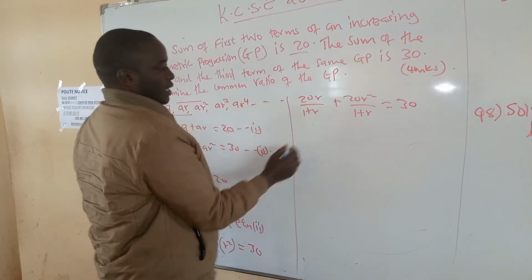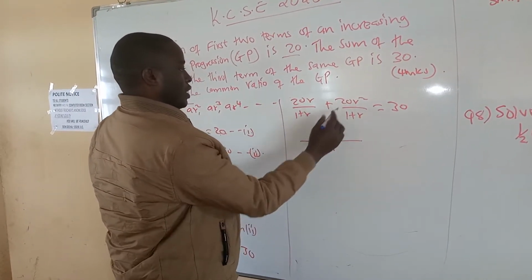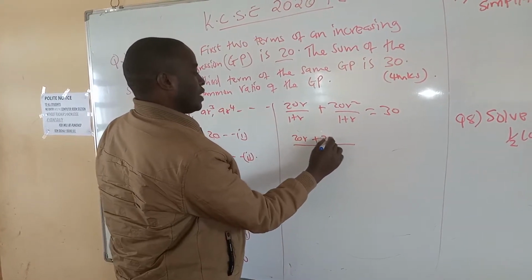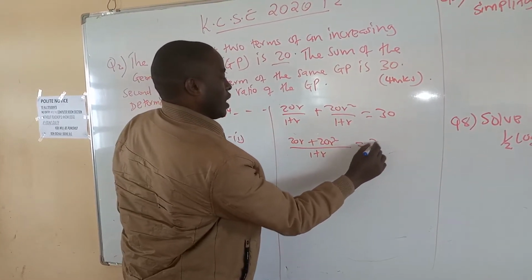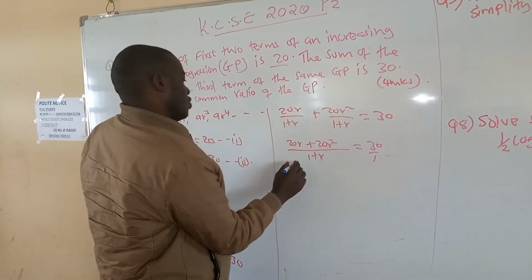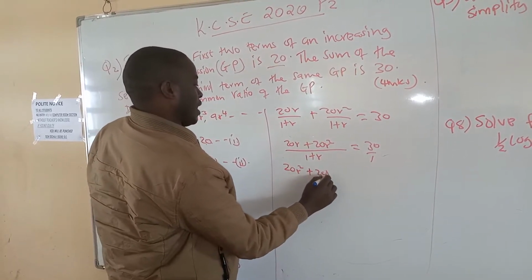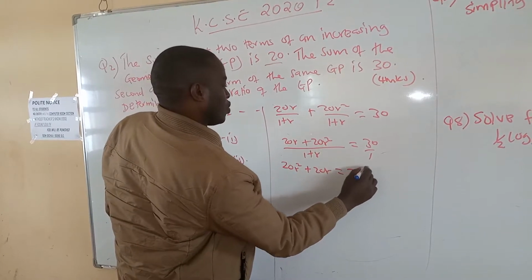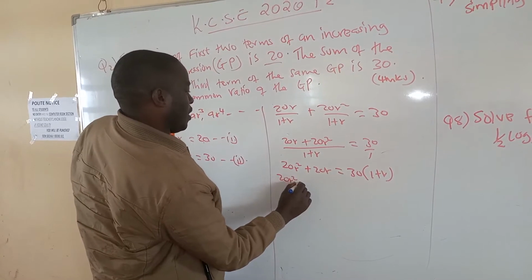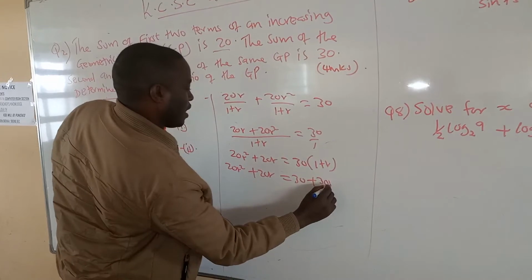Now we find there is a common factor, 1 plus R, which is the LCM. All this becomes 20R plus 20R squared equal to 30 all over 1. We can do cross multiplication, so we shall have 20R squared plus 20R equals 30 into brackets 1 plus R. So here becomes 20R squared plus 20R equals 30 plus 30R.